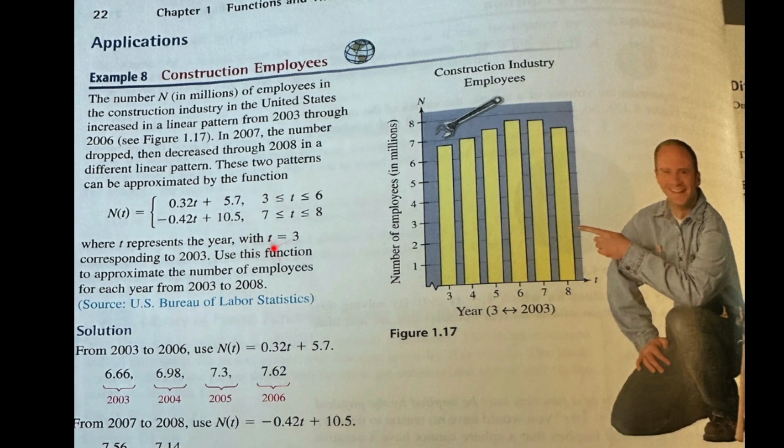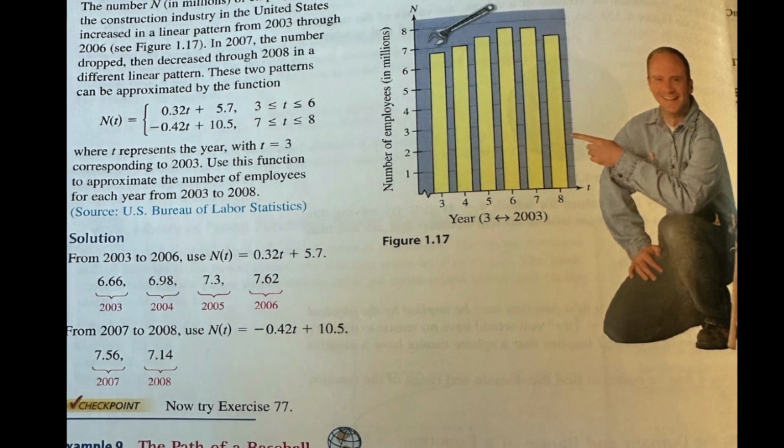So t is the number of years since 2000, because 3 is 2003 and 8 would be 2008. So from 2003 to 2006, we use this piece of the function right here. And when I substitute the 3 and the 4 and the 5 and the 6 into this function, this is the output that we get.